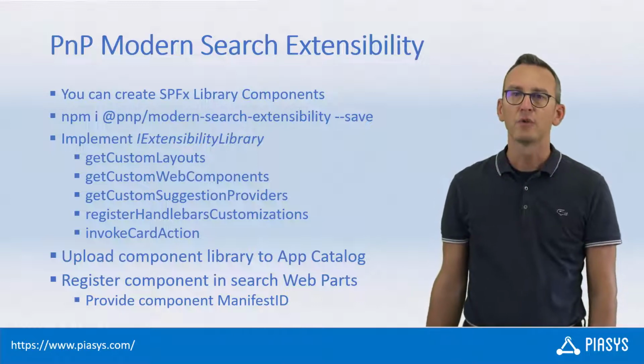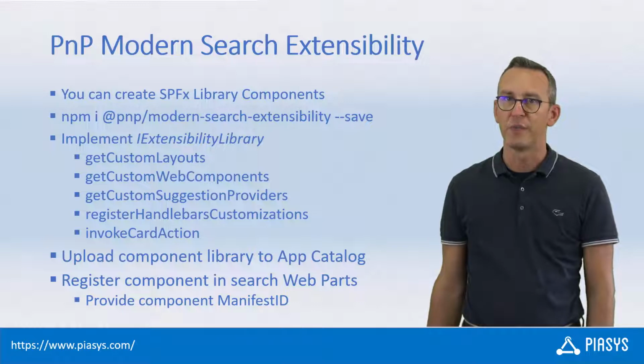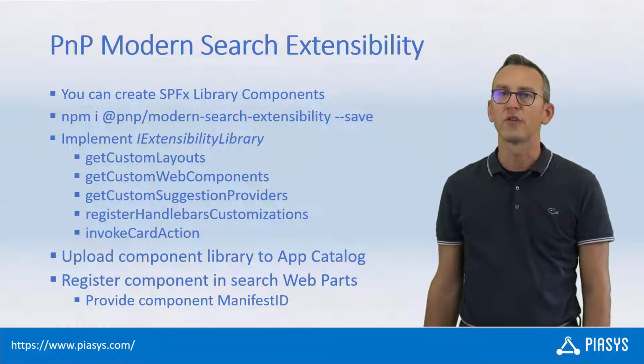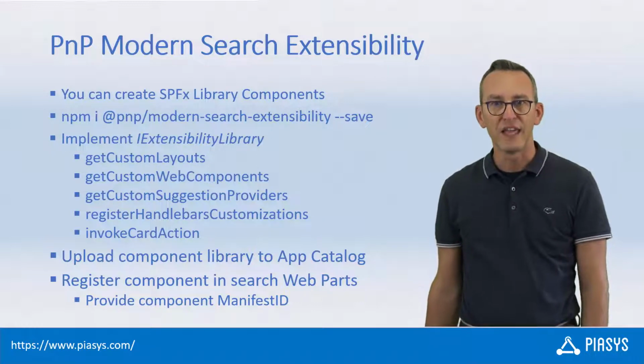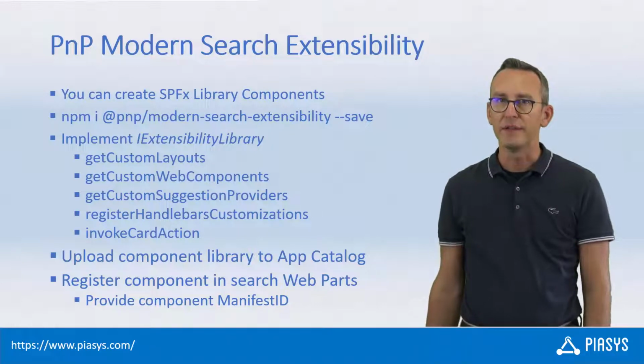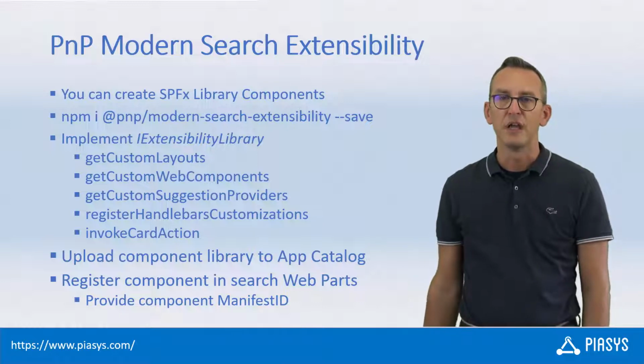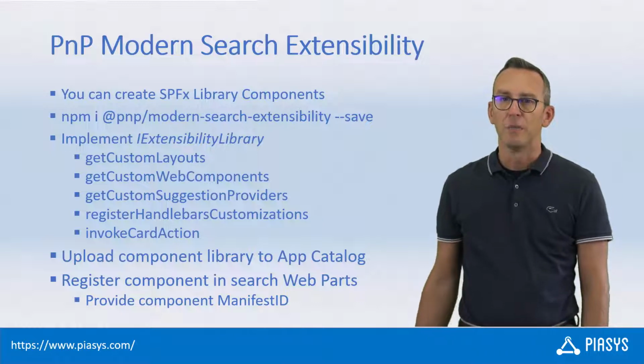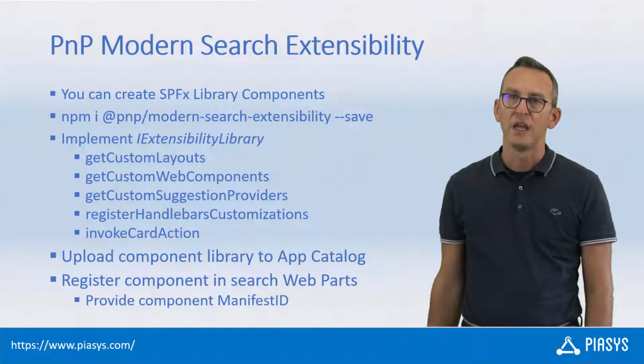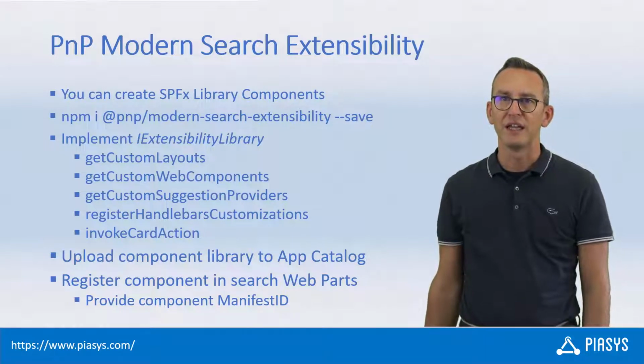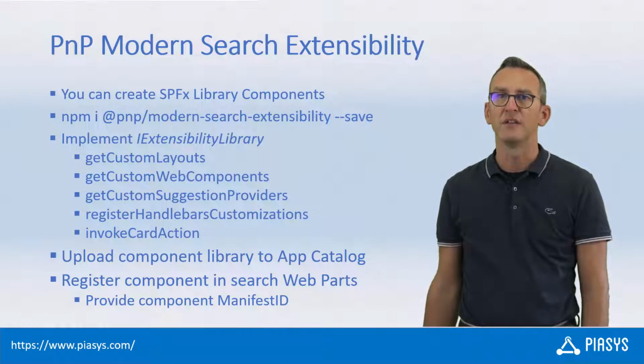Today, we keep on talking about the PnP Modern Search Web Part, and specifically I'm going to explain how you can extend the web part by implementing the Extensibility Library interface. In fact, you can create a SharePoint Framework Component Library project, import the npm package called @pnp/modern-search-extensibility, and create a TypeScript class which implements the Extensibility Library interface.